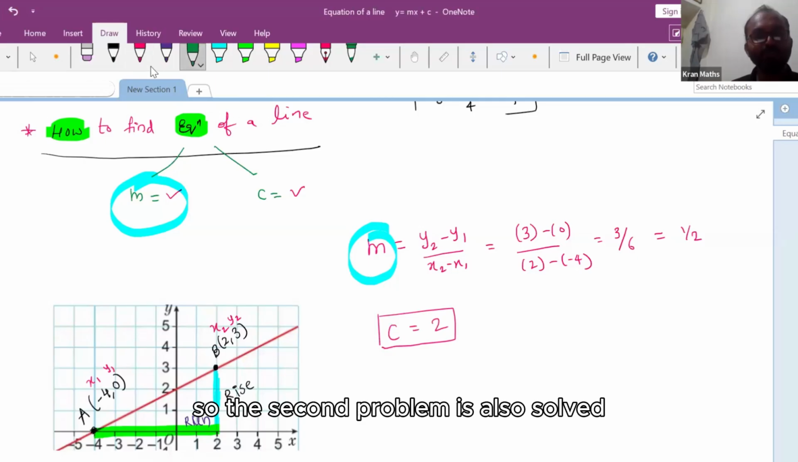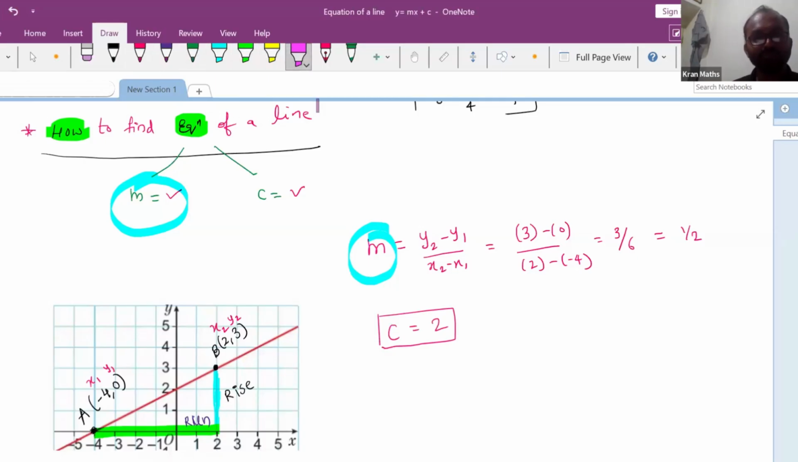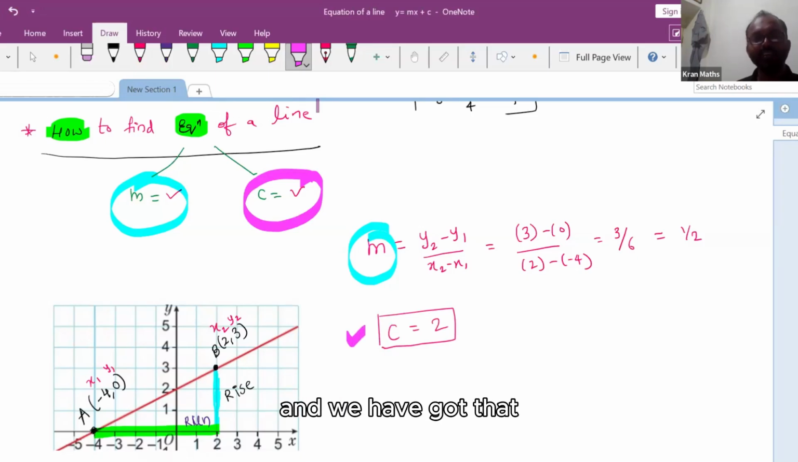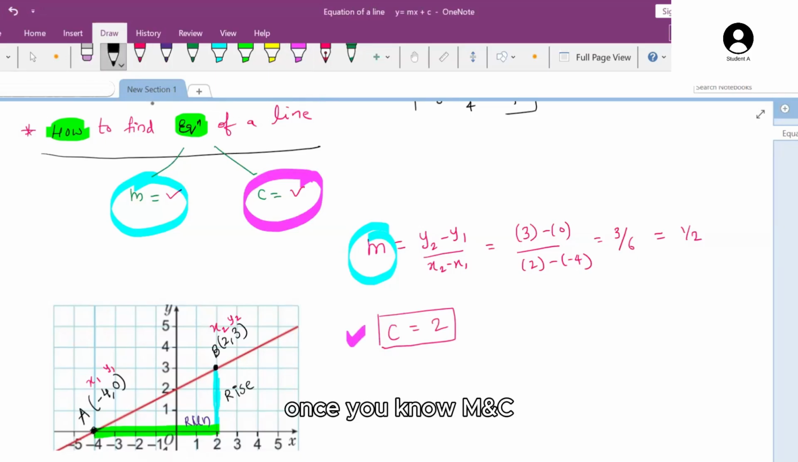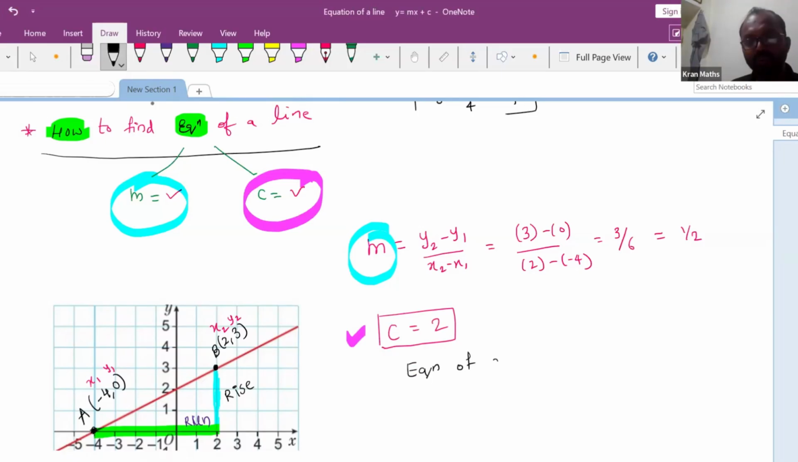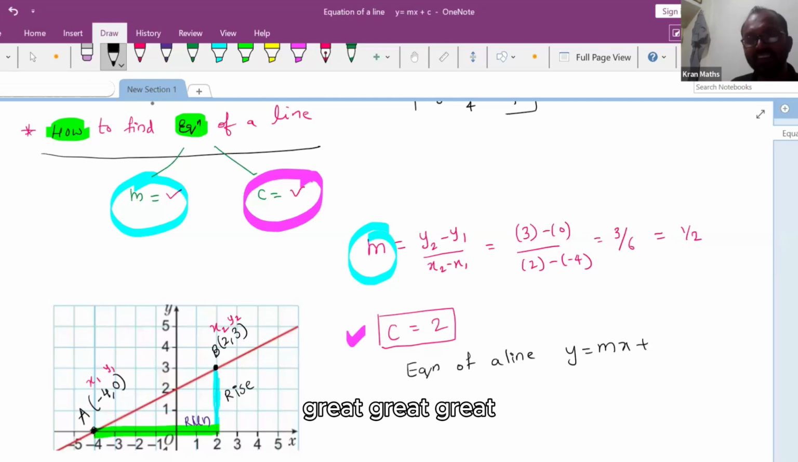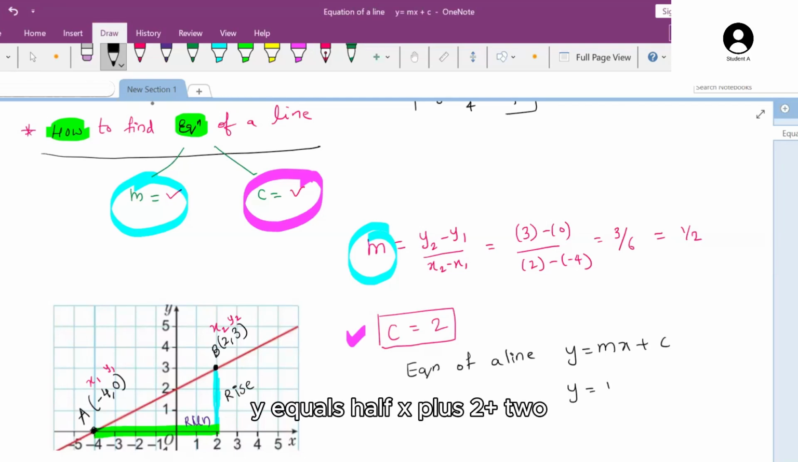So the second problem is also solved. We wanted the value of gradient and we have got that. Once you know m and c, you can substitute them into y equals mx plus c. So what will be my final answer? y equals half x plus 2.